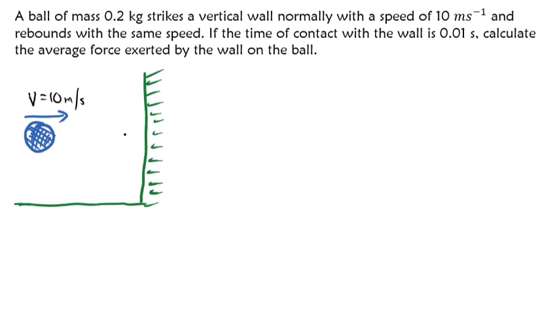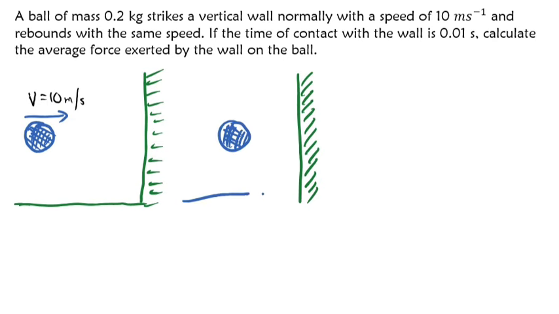It strikes the wall, then goes in the opposite direction after striking the wall. So let me draw the same thing again. So here's our ball once more, this time going in the opposite direction. Now it says with the same speed. So in this direction, let's just say the speed is negative 10 meters per second. Because the idea is it's going to the right, so it will have a positive speed. And in this case, it's going to the left, so it has a negative speed.